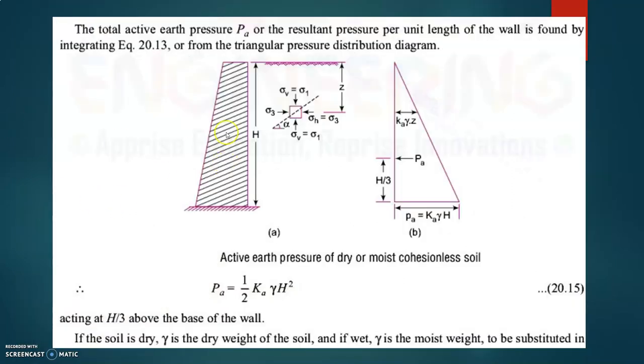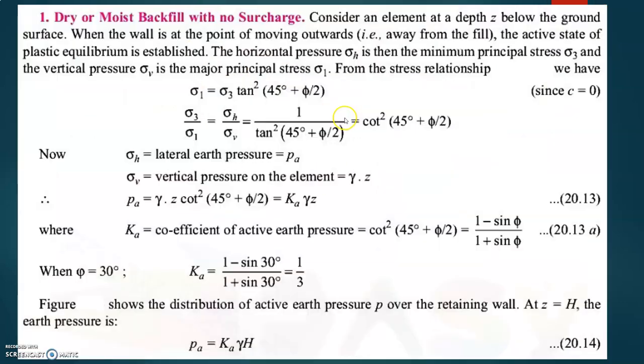Here is the wall, and we are considering this depth z below the ground surface. The wall is moving away from the fill, so the active state of plastic equilibrium is established. Here the horizontal pressure sigma h, the lateral pressure, is always minimum in the case of active pressure, and the minimum pressure is sigma 3.